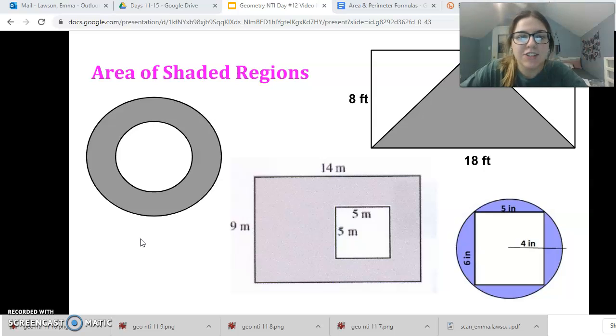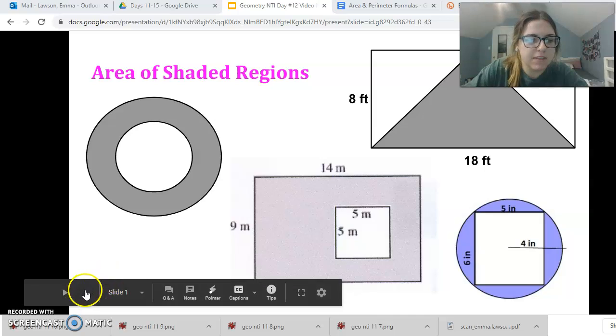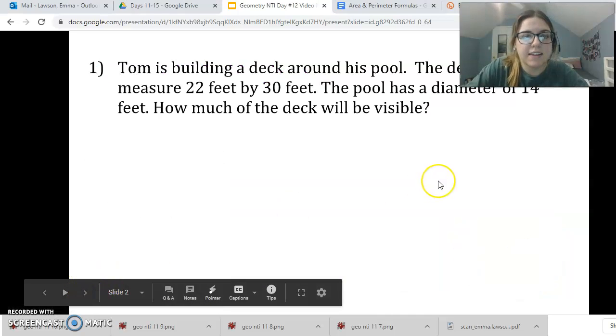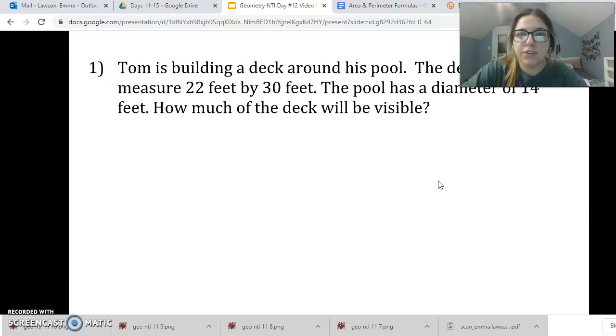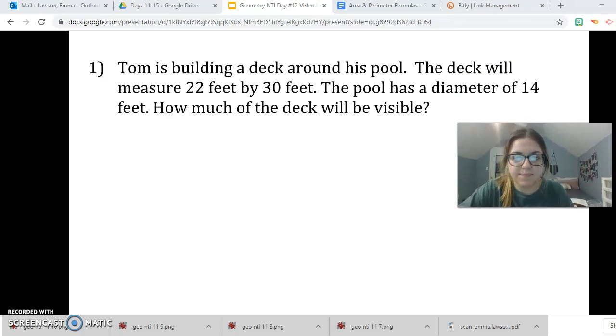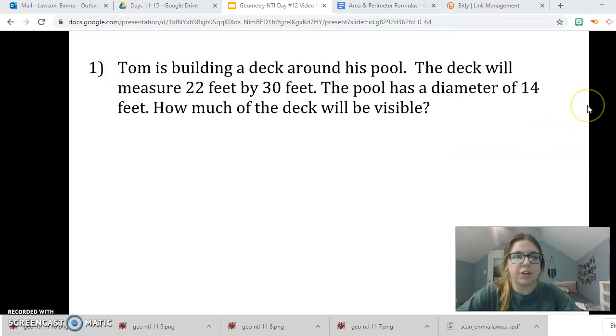All right, so our first problem is a word problem, and you're going to have a few of those today. It says Tom's building a deck around his pool. The deck will measure 22 feet by 30 feet. The pool has a diameter of 14 feet. How much of the deck will be visible? When you have a word problem, my first advice is always going to be to draw a picture.